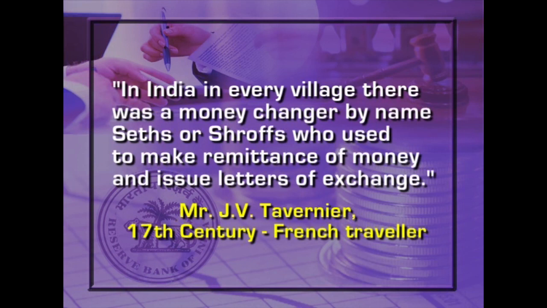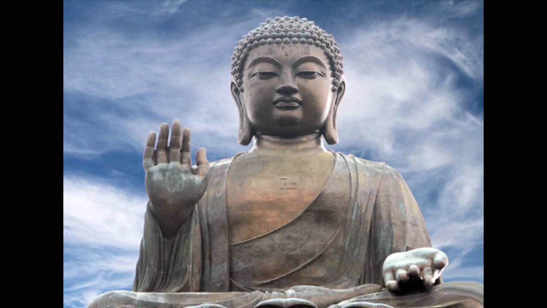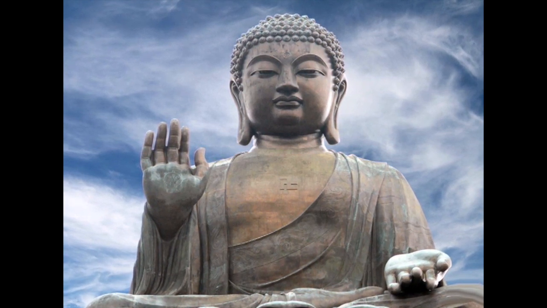The money lenders carried a highly profitable business, and Jain bankers were very famous along with the Vaisya community in India at that time. The French traveler Mr. J.V. Tavernier during 17th century has written that in India, in every village, there was a money changer by name Seths or Shroffs, who used to make remittance of money and issue letters of exchange. He wrote that foreign trade was financed in India at that time, and bills of exchange were drawn on Surat, payable in 2 months. In Buddhist period, in India also, bills of exchange were in use.